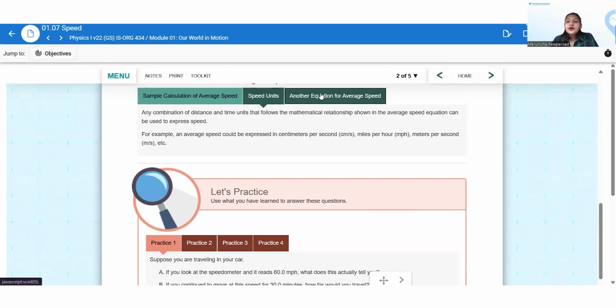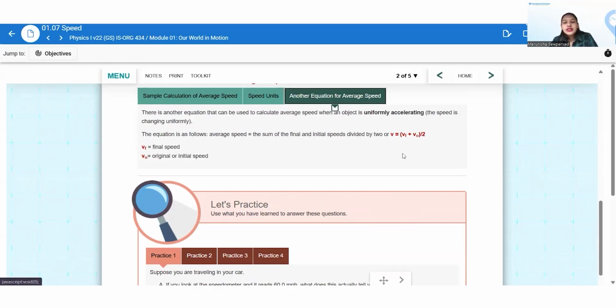And then we have another equation for average speed, which I like to use. There are 6 equations for speed and velocity and acceleration, and that's going to come way later on. But this one is cool because, remember, if you take your final speed and your initial speed and add them together and then divide by 2, that should give you your average speed.